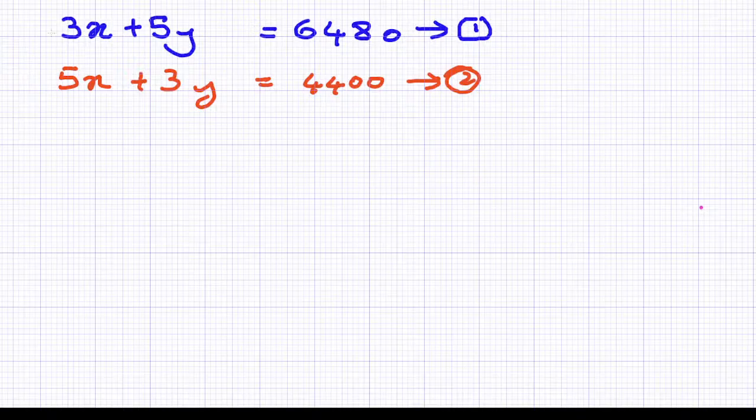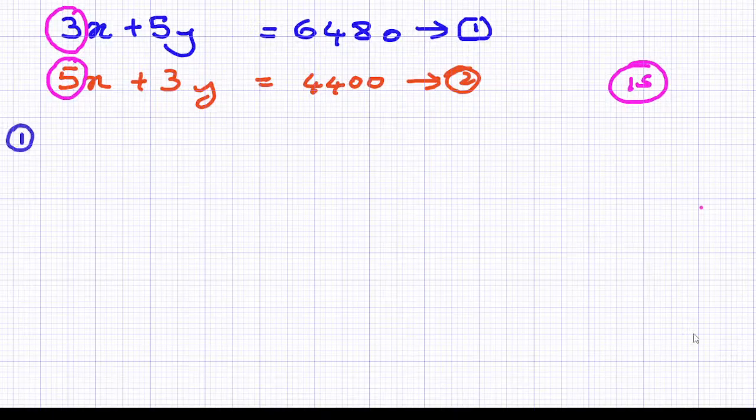I'll target x. So my target is to eliminate x. To do that, I got to bring both 3 and 5 into one place. So where would 3 and 5 meet? Where would the 3 times table and 5 times table meet? They would meet at 15. The LCM of 3 and 5 is 15. Right. So I got to change this 3x to 15x. To do that, I got to multiply the equation number 1 by 5.